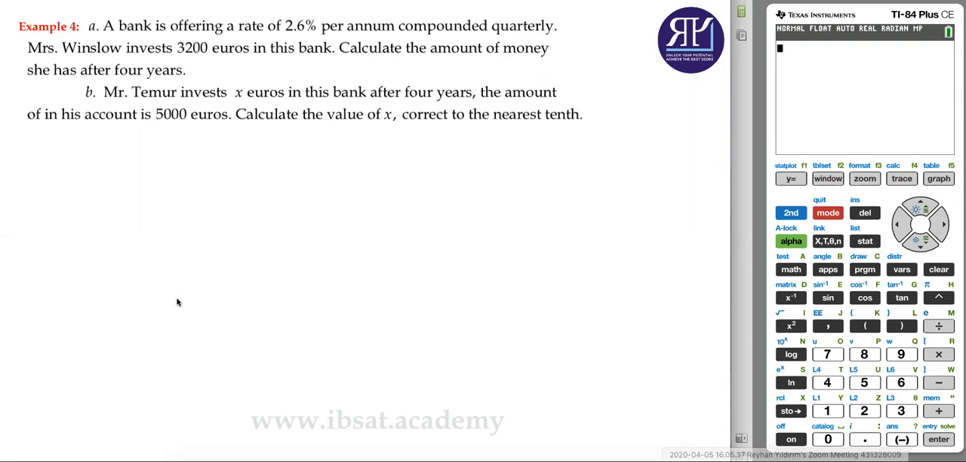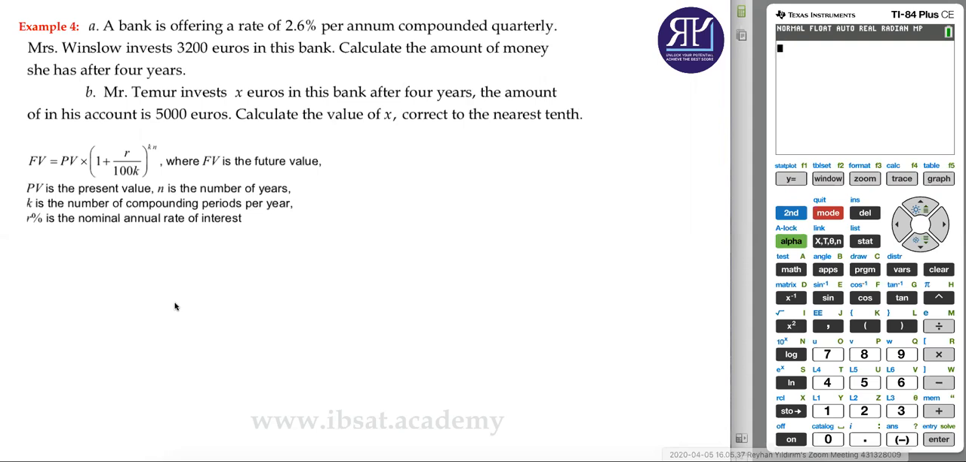First of all, let's remember the formula. Future value is given by the present value times (1 plus r over 100k) to the power kn. In this question, the rate is given as 2.6, and the present value is the money Mrs. Winslow invests, 3,200 euros. The important part is that the money will be compounded 4 times in a year because of the quarterly part. That's why we take k equal to 4. And we will find the future value after 4 years, which means n will be equal to 4.